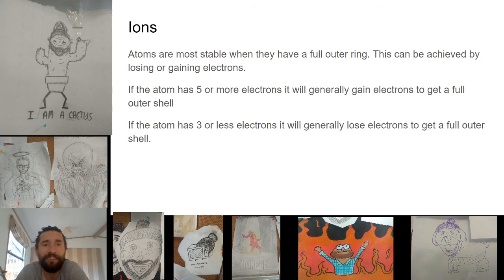So, atoms are most stable when they have a full outer ring. This can be achieved by losing or gaining electrons. If the atom has 5 or more electrons, it will generally gain electrons to get a full shell, so it can have 8 in its outer shell. If it's got 3 or less electrons, it will generally lose electrons to get a full outer shell.